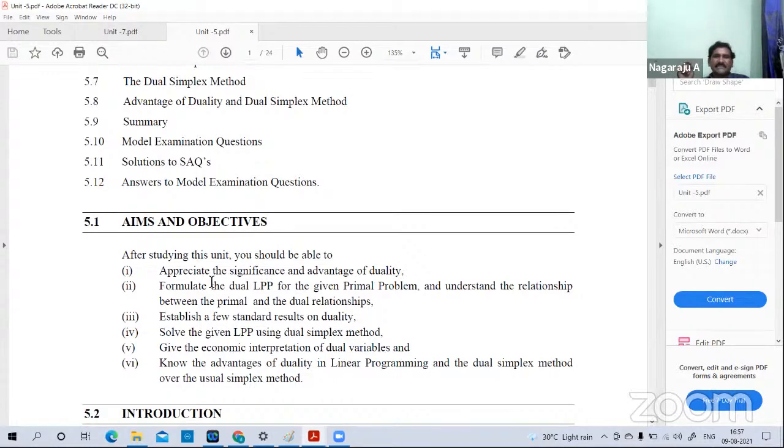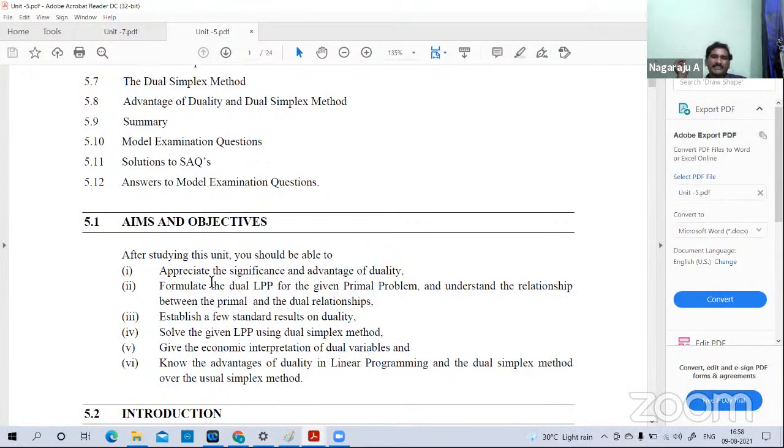Next, establishment of a few standard results on duality. Here, what are some standard results? With these we can identify the best optimal solution. What is the way of the results we are getting? We can check it in this establishment of a few standard results.